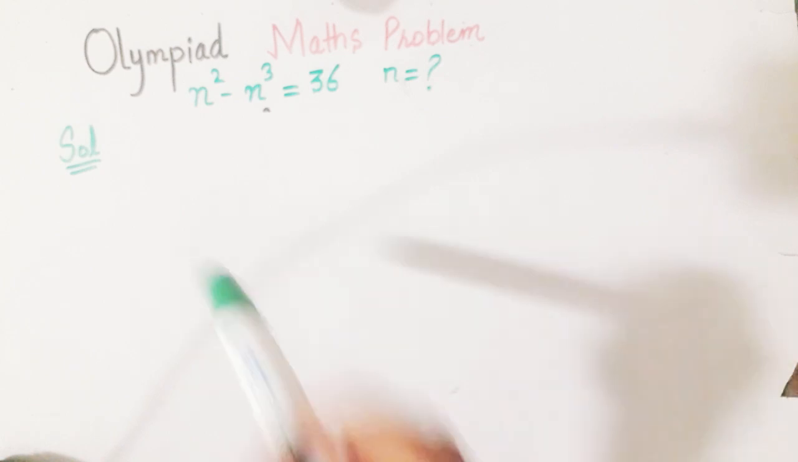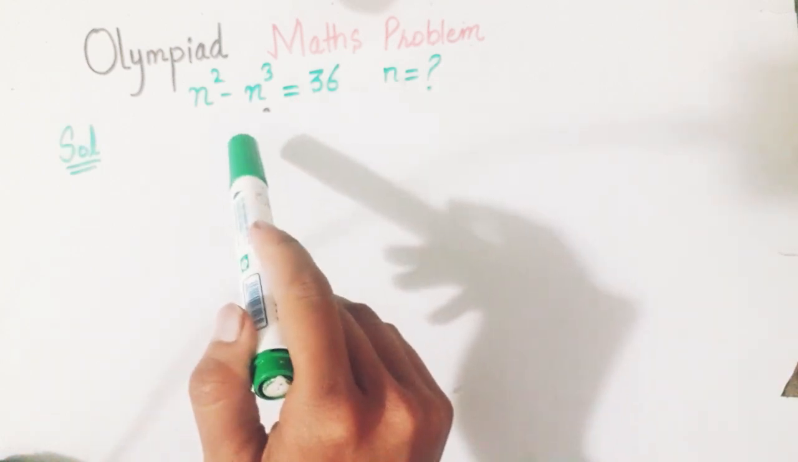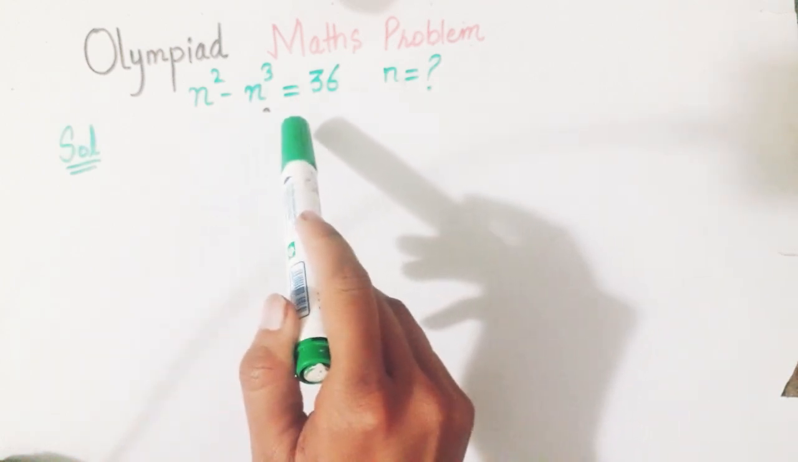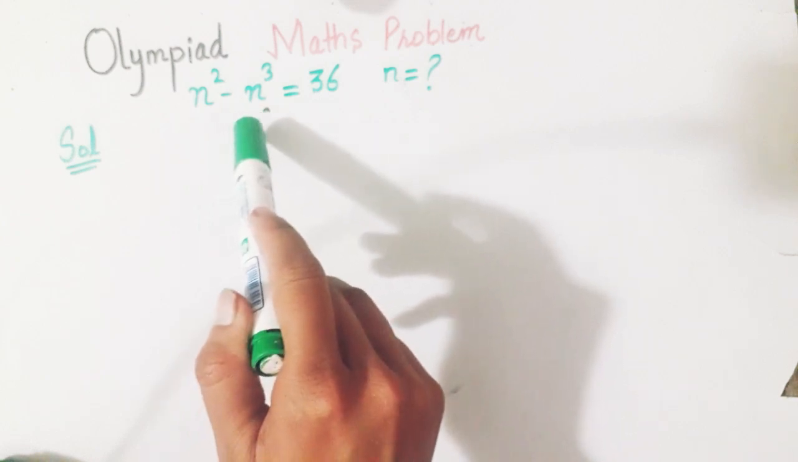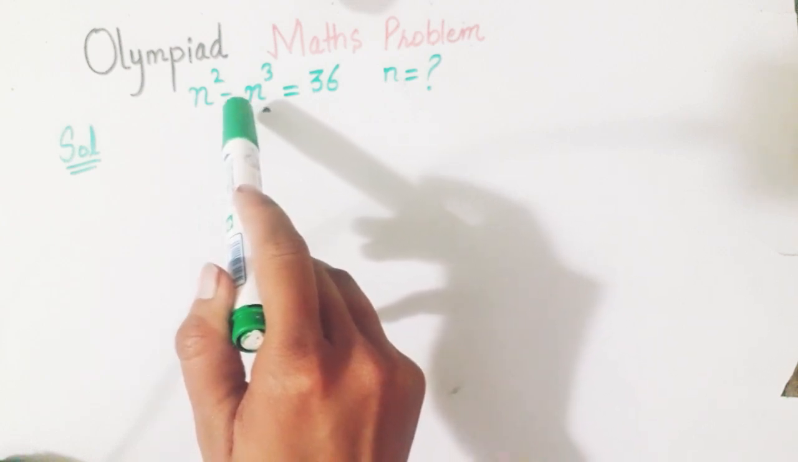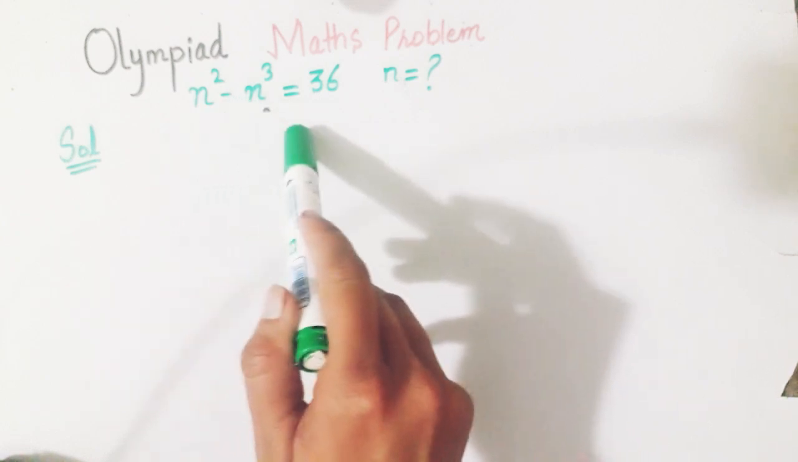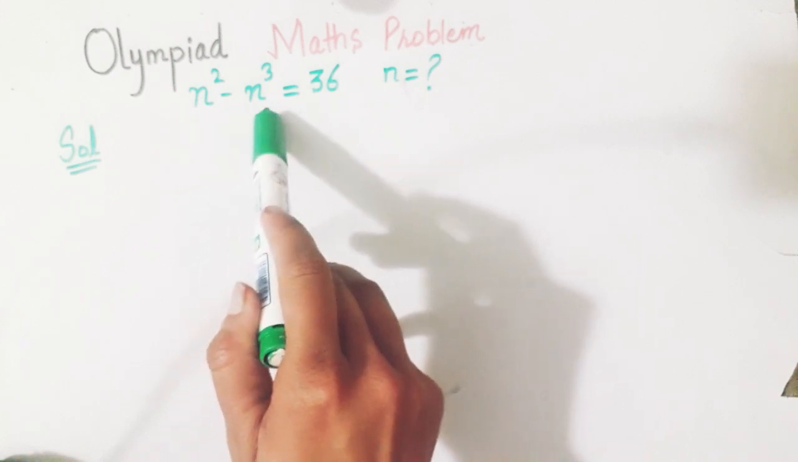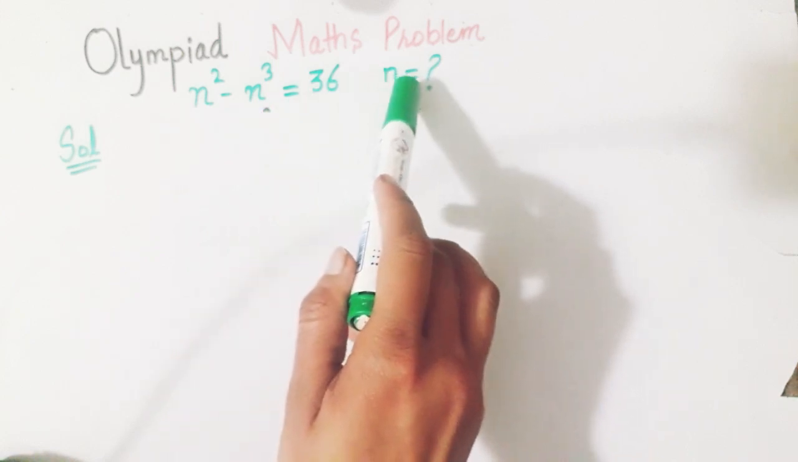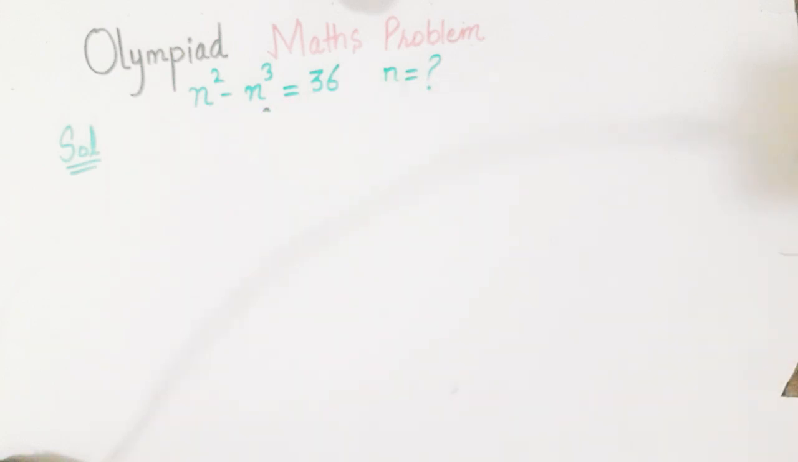This Olympiad problem looks easy, but 90% of students get it wrong. By the end of this video, you will master the trick. Let's start. n square minus n cube equals 36. You have to find the value of n. So how will we solve this question?